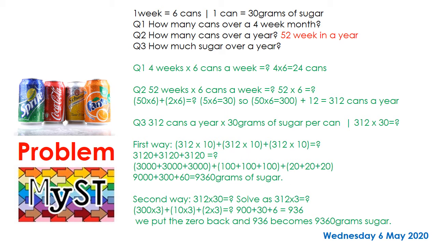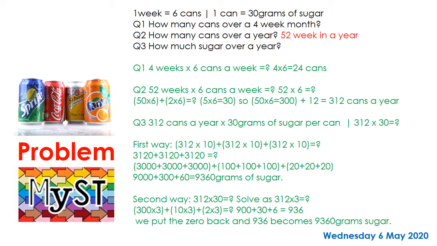And we know that trick. If we times something by 10, it's pretty simple. We add a 0 to the end of it. And so the answer is there, 3,120 plus 3,120 plus 3,120. Now, don't freak out. Use that partitioning, breaking up the numbers into their place values. 3,000 plus 3,000 plus 3,000, 100 plus 100 plus 100, 20 plus 20 plus 20.